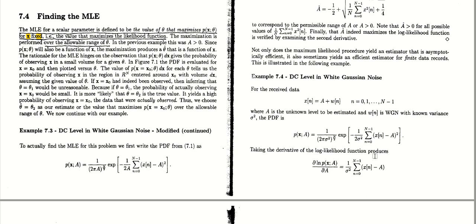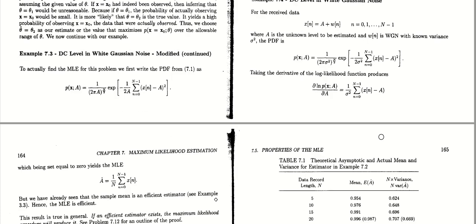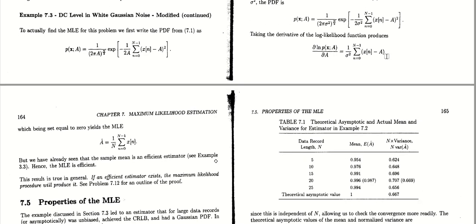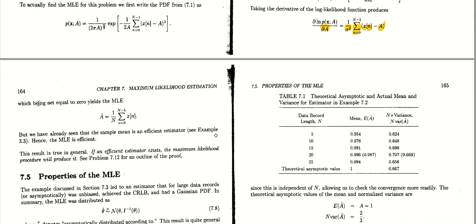So you take the derivative of the log likelihood function with respect to A. Then of course it's easier because this sigma squared, when taken with respect to A, will be 0. This part will be 0. And what remains is this part. So you set this equal to 0, and you get the MLE equal to that. So that's a trivial simple case for DC level. But we already know that, right?